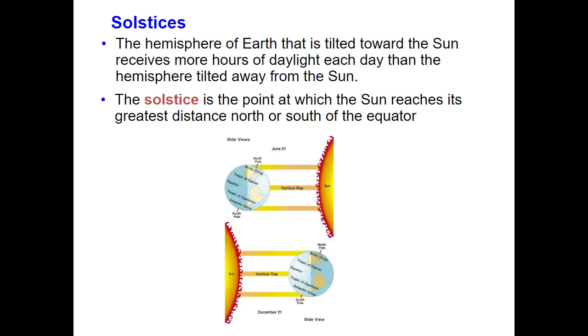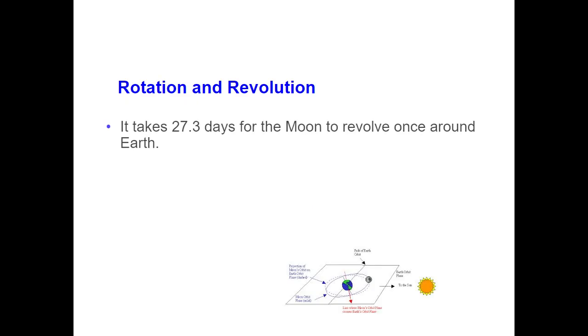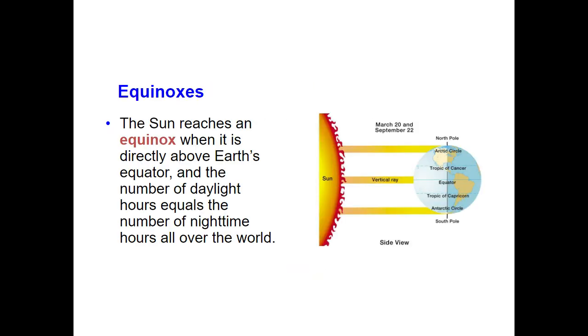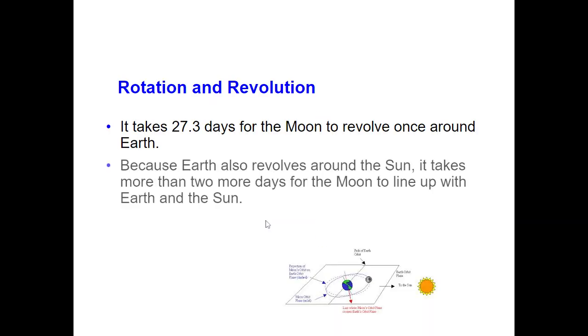So solstice: the hemisphere of the Earth that is tilted towards the sun receives more daylight than the one tilted away. A solstice is the point at which the sun reaches the greatest distance from north and south. So winter solstice, summer solstice. Now equinox is different. Equinox is when they receive exactly the same. So our equinoxes are March 20th and September 22nd based on our dates. That's when we'll see an equal amount of sun and nighttime hours. So 12 and 12.